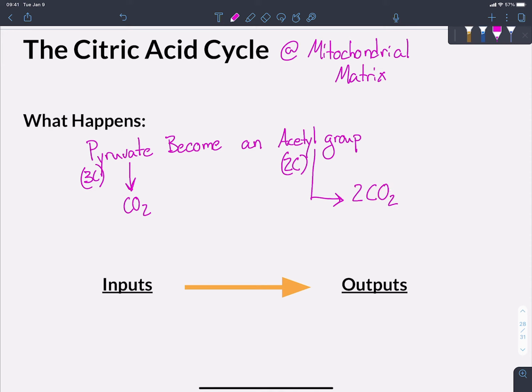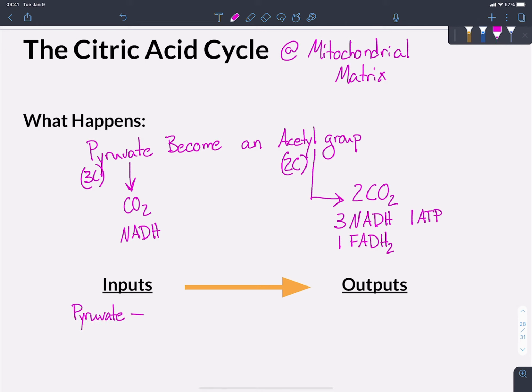When pyruvate became an acetyl group, we also produced an NADH there, so we have another one of these electron shuttles. And then during the citric acid cycle, we're going to produce another 3 NADHs. We're going to produce another electron shuttle called an FADH2, and we're also going to produce an ATP. So if we think about our inputs, we had pyruvate being put in, but pyruvate, of course, was first converted into an acetyl group, and it released a CO2 molecule.